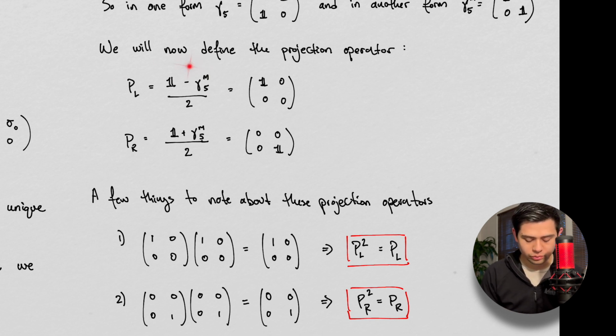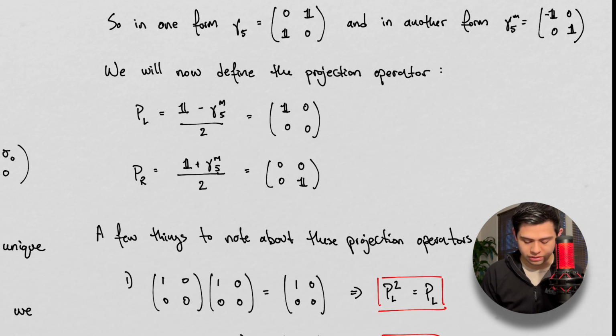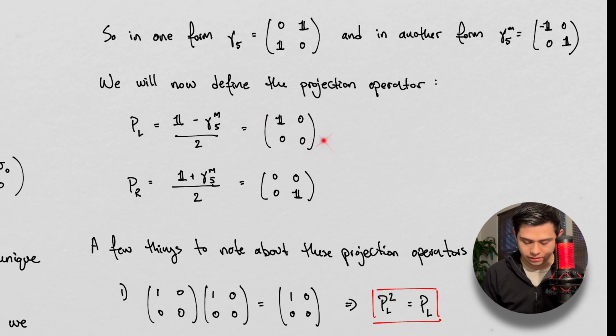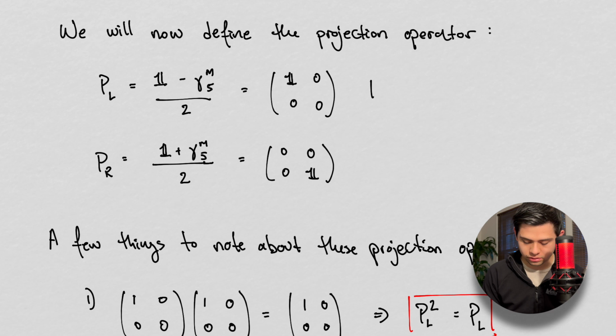So this is how they're going to be defined, and if you just do the math, we see that we get these here, because 1 minus this, well, we're going to get 2's in some places, right? And so we divide by 2, and we get a matrix that looks like this for our P_R. So this guy here is going to be the left projection operator.